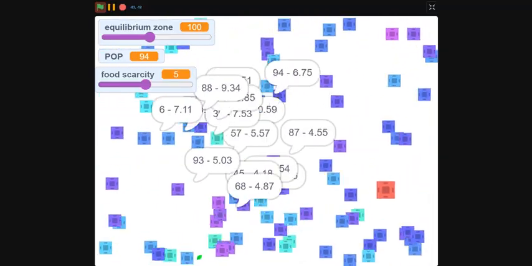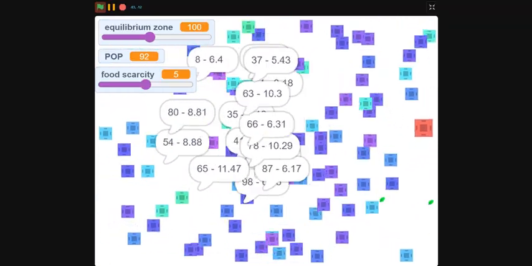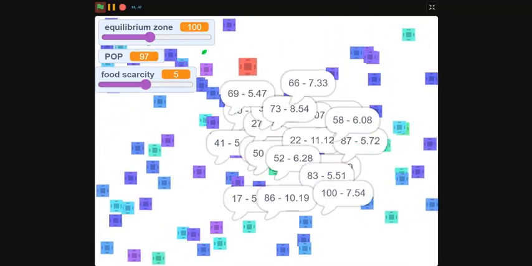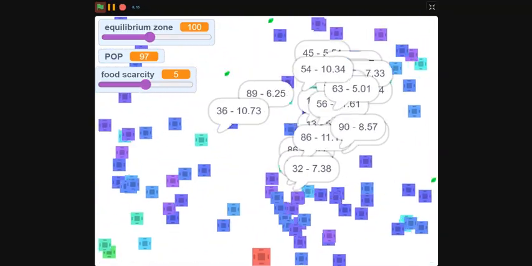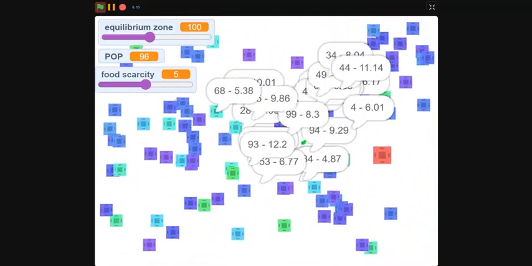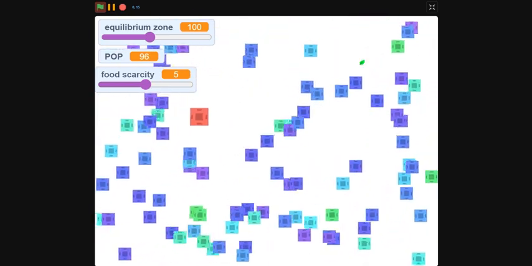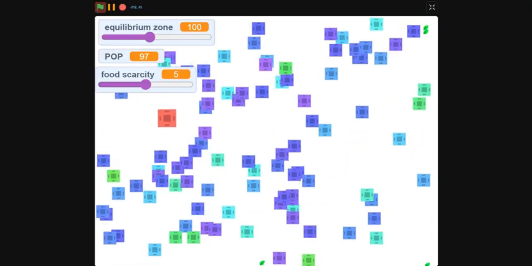And if I click space, as you can see, they show us their energy and their speed. The number that they say on the left is their energy, and the number on the right is their speed. And they also need energy, so they reproduce.